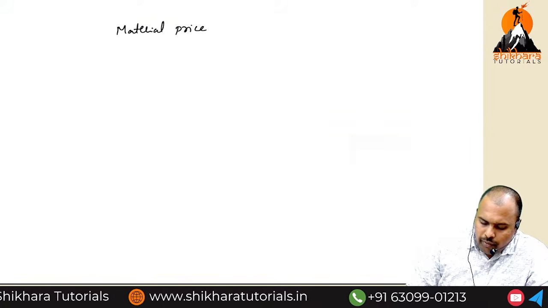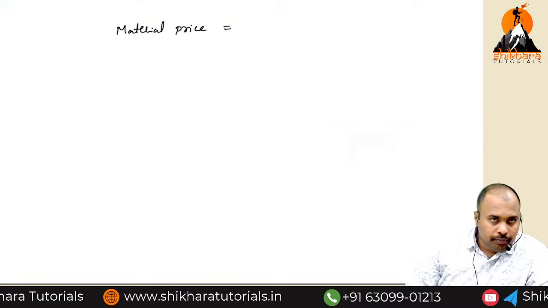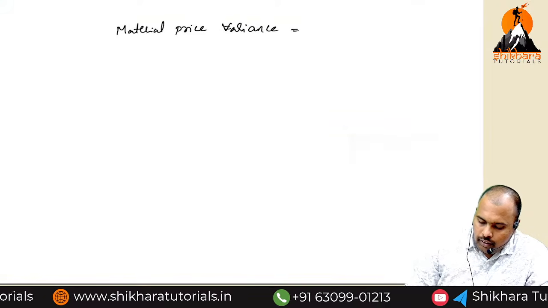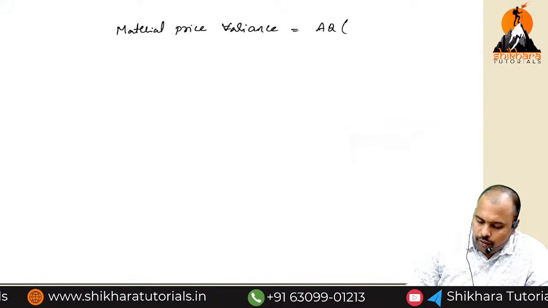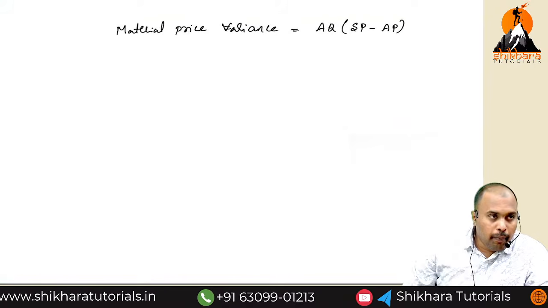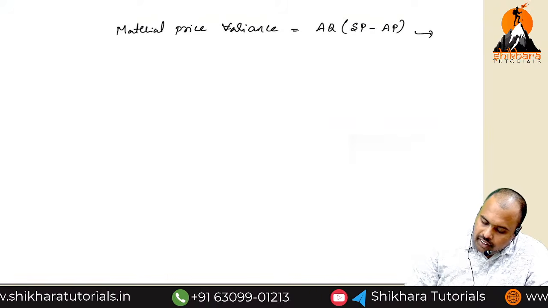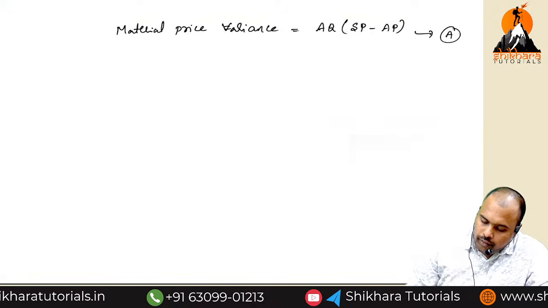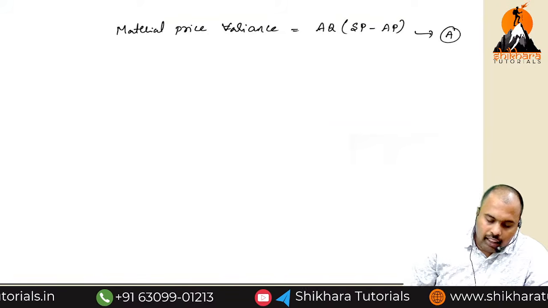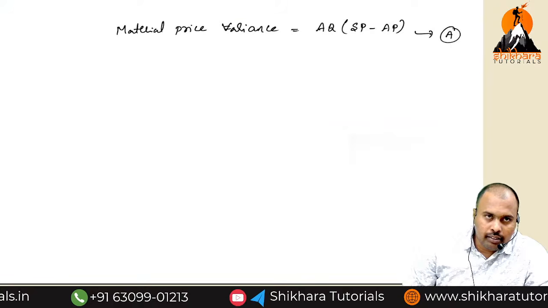Now, what is the formula for material price variance? Material price variance is equal to actual quantity into standard price minus actual price. Let us say if you are getting an adverse for this one, what can be the reasons? If you are getting adverse, it means we are getting a negative balance.